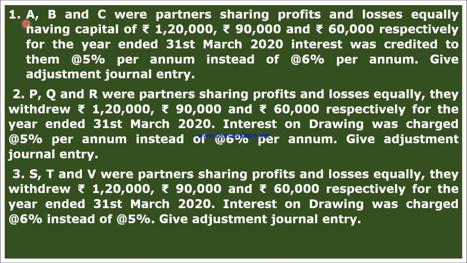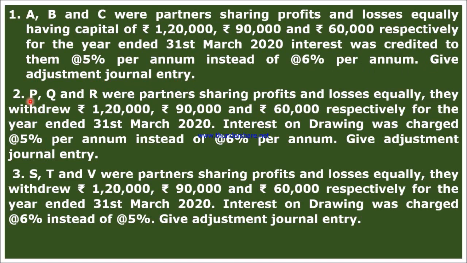The first question is, A, B and C were partners sharing profits and losses equally, having capital of rupees 1,20,000, rupees 90,000 and rupees 60,000 respectively for the year ended 31st March 2020. Interest was credited to them at the rate of 5% per annum instead of 6% per annum. Give adjustment journal entry.